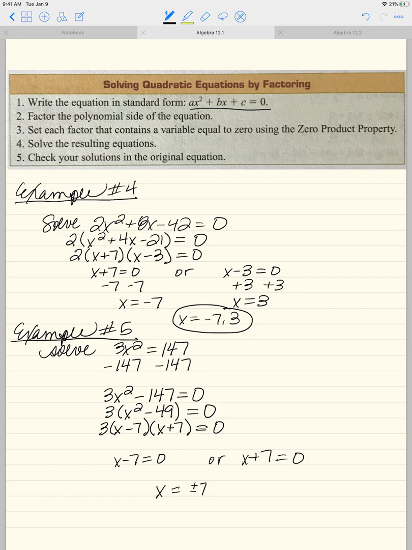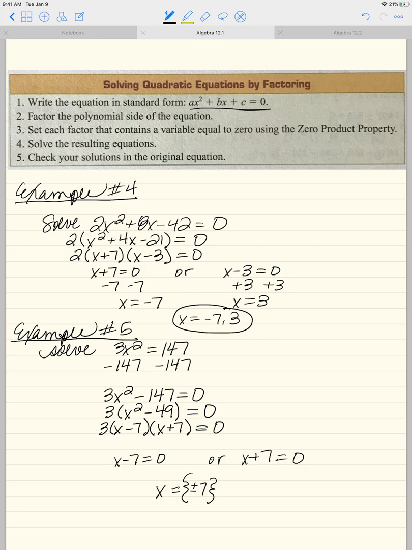And often when we write our solution sets for these, we write them as a set of numbers with brackets around them. So x is equal to the solution set, plus or minus 7. Quadratic equations will have at most 2 real number solutions. The zero product property can be applied to equations with higher degrees after they've been factored.